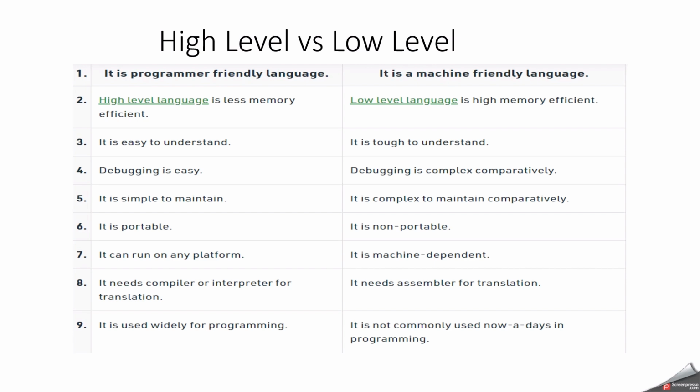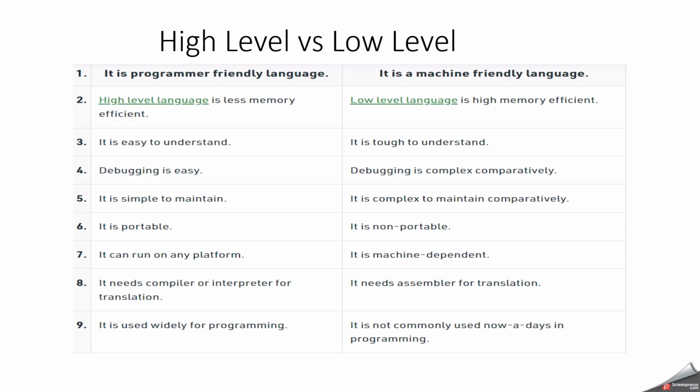A high level language is simple to maintain, but a low level language is comparatively complex to maintain. A high level language is portable, meaning we can port it from one device to another. But in a low level language, the user cannot port it from one device to another because it's machine dependent. A high level language can run on any platform, but a low level language needs a specific machine. So high level languages are like Python and Java. Low level languages are machine dependent: machine language and assembly language.